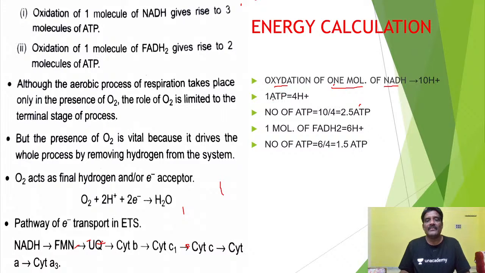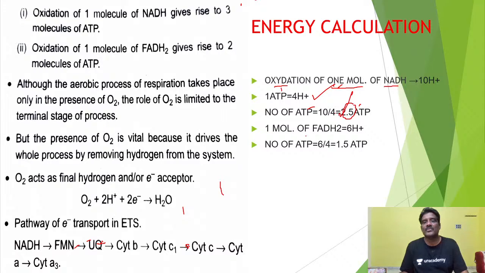And for the formation of 1 ATP, how many protons are required? 4 protons. Am I correct or not? So the number of ATP molecules generated is 10 by 4. 10 means, for the oxidation of one molecule of NADH, 10 protons, and 4 means 4 protons are required for the formation of one ATP molecule. So 2.5 ATP molecules are generated for the oxidation of one molecule of NADH. That point you have to understand.